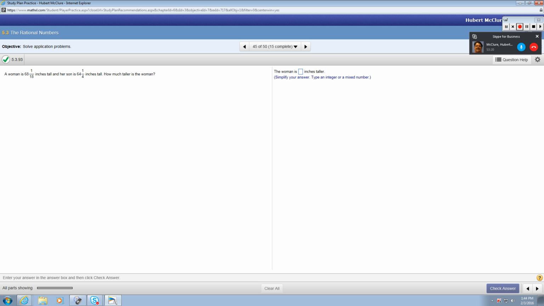68 and 1/18 minus 64 and 1/4. Common denominator is what, 36? So I'm gonna put a 64 and 36 here, and a 68 and a 36 here. I'm just doing it a little bit different. You don't have to do it this way. 4 will go into 36 how many times? 9 times 1 is 9. 18 will go into 36 twice. 2 times 1 is 2. So that doesn't help us because you can't take 9 away from 2.